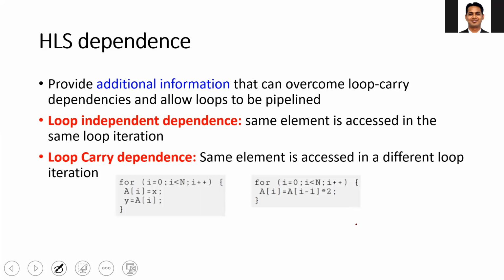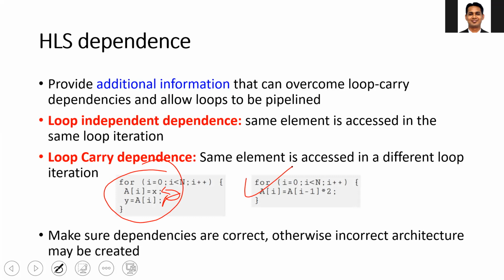For example, on the left hand side, you can see that you are first writing to A of I, and then in the same iteration of the loop, you are reading from A of I. This is called a loop independent dependency. Inside one iteration of the loop, there is a dependency, so you can't interchange these two lines. Then here you can see that there is a loop carry dependence, a dependency between different iterations of the loop.